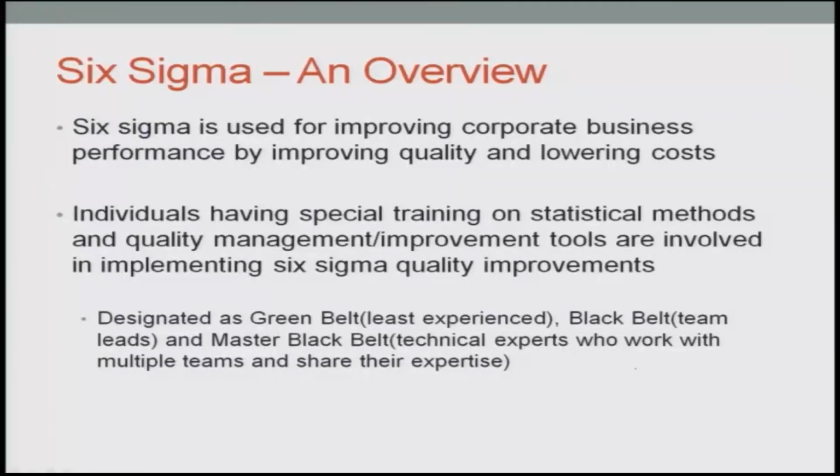But having said that, I will again come back to my first initial philosophy when we started the course, is that quality has to be inbuilt in whatever work you try to do. So, Six Sigma is used for improving, continuing the concept of Six Sigma. Six Sigma is used for improving corporate businesses performance by improving quality and lowering the cost. Individuals using special training on statistical methods and quality management improvement tools are to be involved and should be utilized in order to implement the Six Sigma quality improvements.